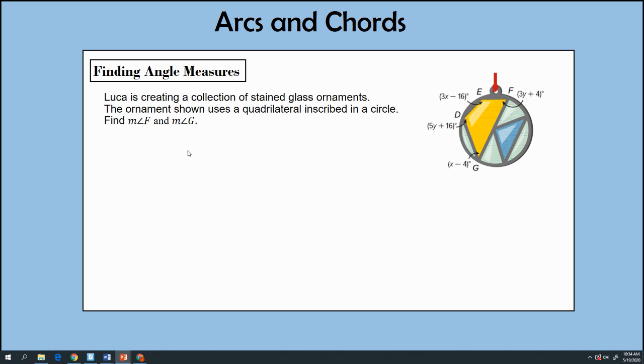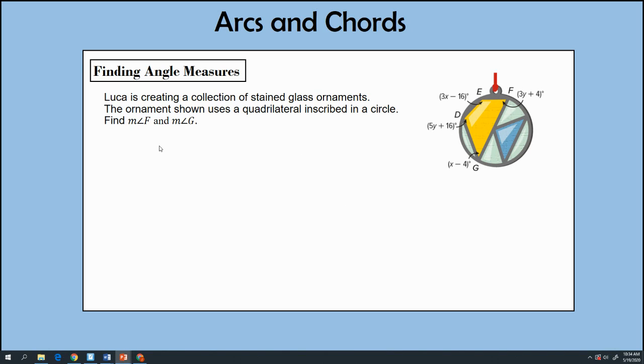So let's look at an example here. It says Luke is creating stained glass ornaments. The ornament shown uses a quadrilateral inscribed in a circle. So they're looking at this, kind of looks like a trapezoid. I don't think it is, but there's a little trapezoid-looking shape right here. And since I'm colorblind, I'm going to say it looks kind of yellow. We're not worried about this other one over here, which would be a triangle. We're just worried about this one.